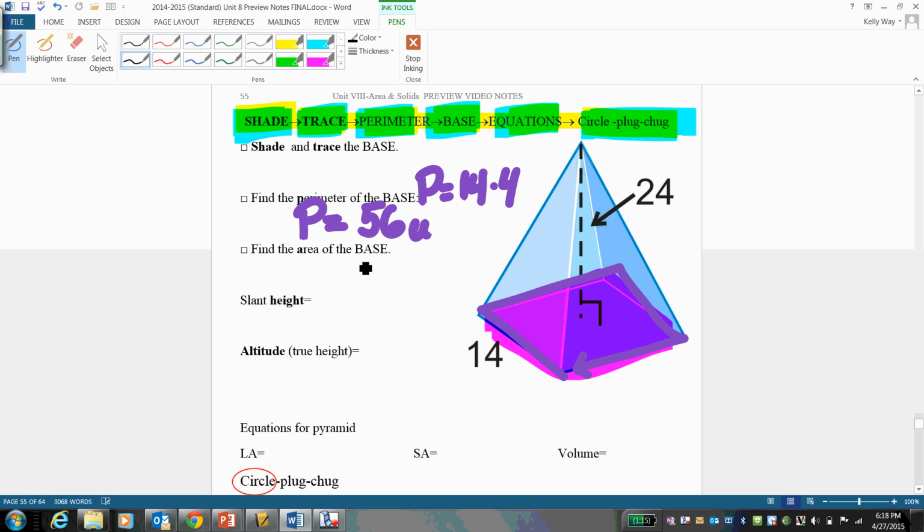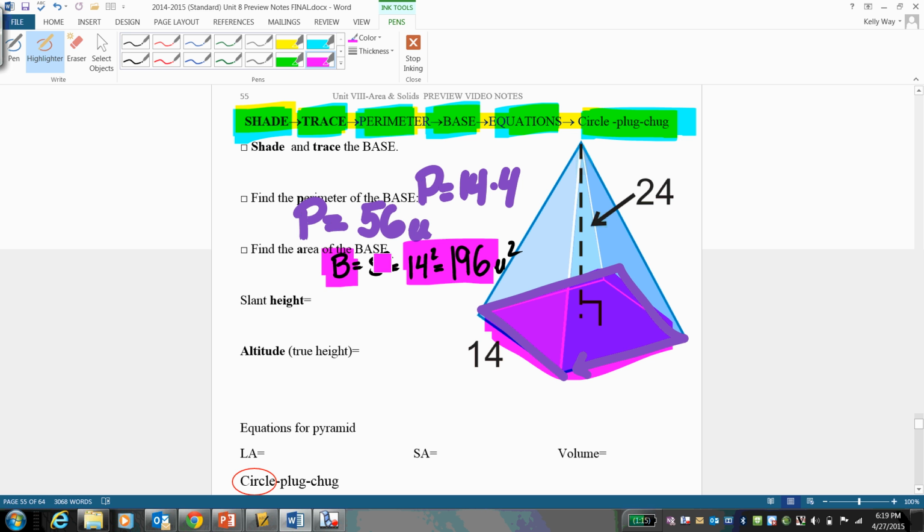Area. This is just a square, so the base area is simply side squared, which is 14 squared. That's going to be 196 units squared. That is your base area.